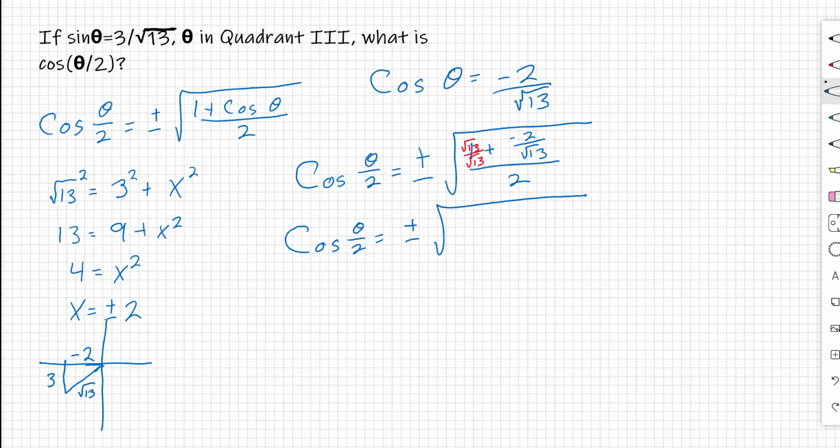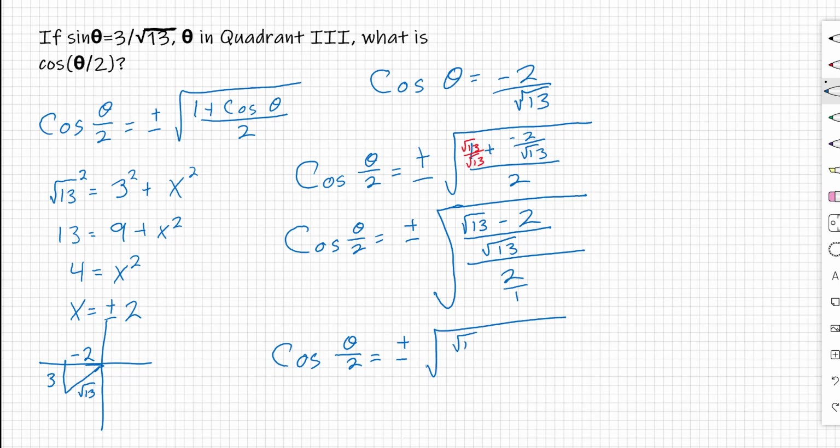So that means what we've got here is the square root of 13 minus 2 over the square root of 13, all over 2. And if we invert and multiply, think of this as 2 over 1. And recalling that all of this mess is underneath the radical, that gives us that cosine of theta over 2 is plus or minus the square root of the square root of 13 minus 2 over 2 square root of 13.